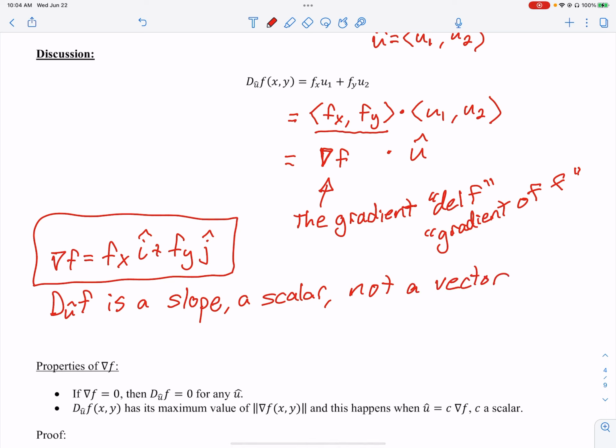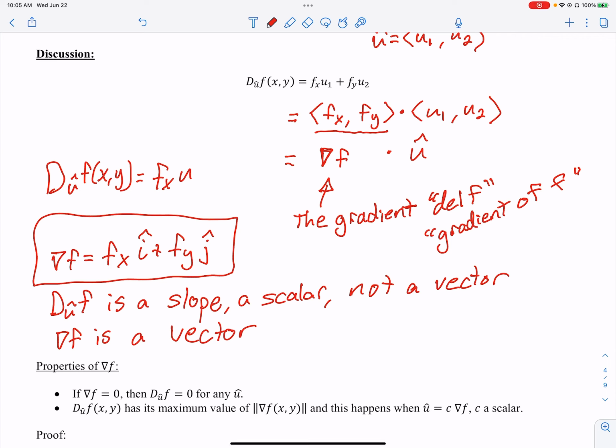We're writing this to compare with del f, though. Del f is a vector. I'm going to write down the definition of D_u f, the directional derivative here, just to make sure you understand that u1 and u2 are just cosine and sine, if you wanted to think about it that way as well.